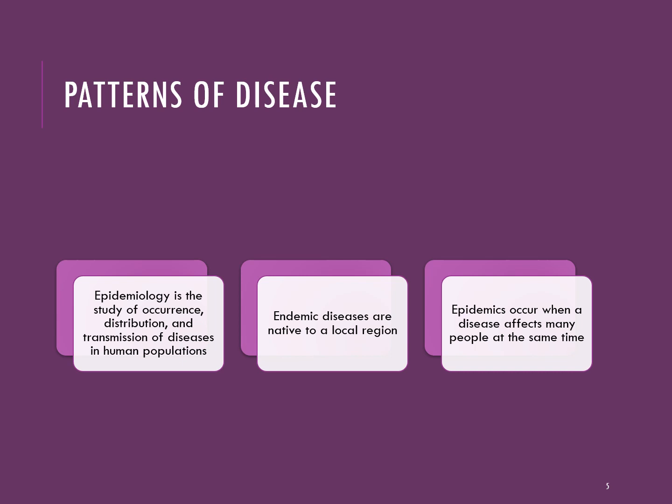Now, epidemics occur when a disease affects many people at a time, and we say that this is significant to a geographic location. An example could be flu season in the United States. Ebola and HIV could also be considered examples of an epidemic.